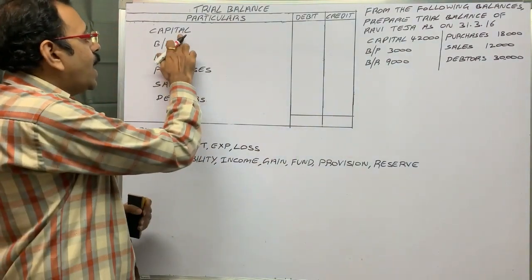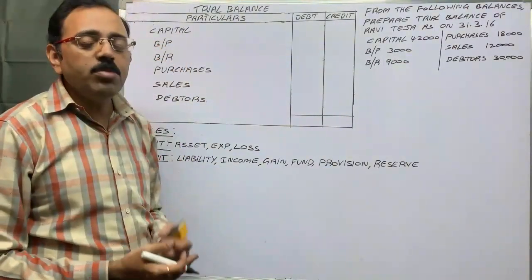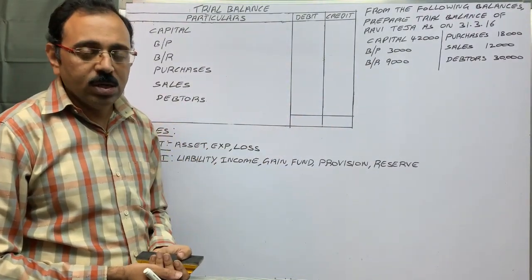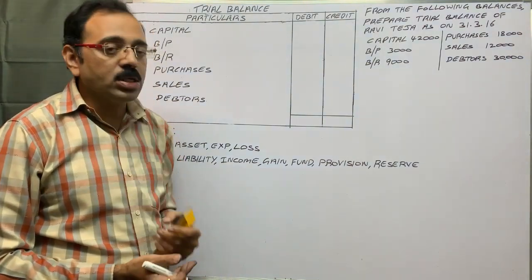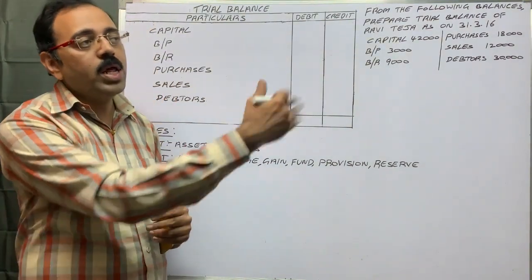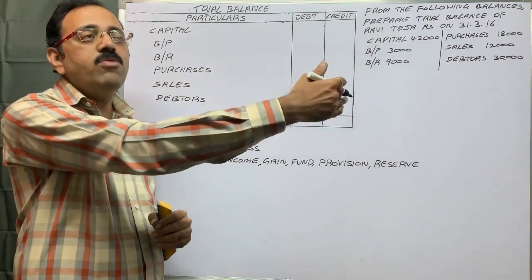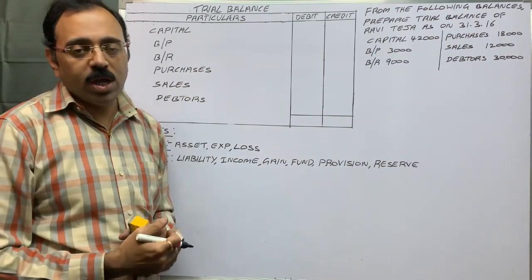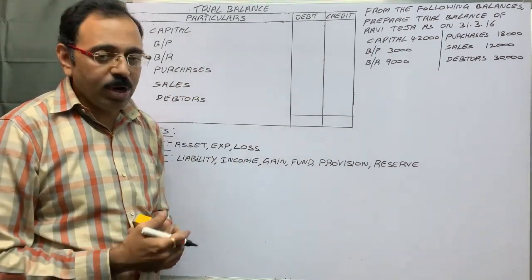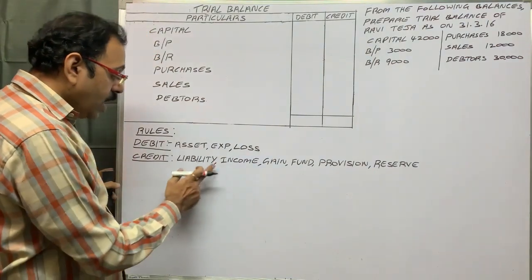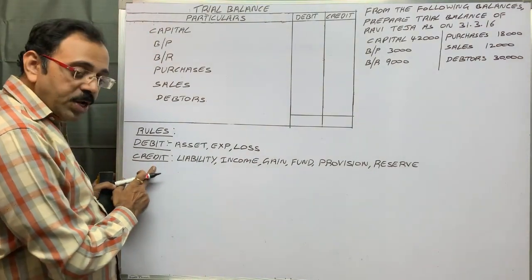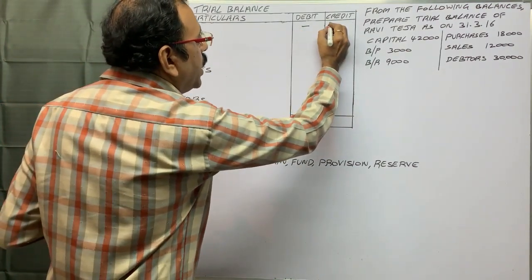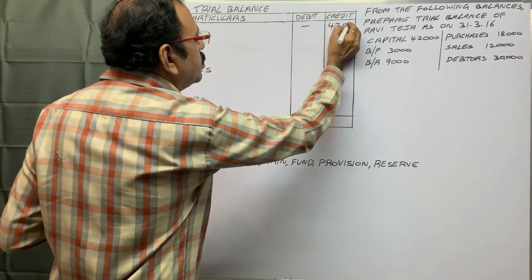First one is what? Capital. Capital means what? The amount which is invested by the owner in the business. So according to business entity concept, firm is separate, owner is separate. So from owner, when we are taking money, we should assume that we are taking loan from the owner. So capital comes under liability. And liabilities we should write in credit column. So capital amount we have to write in credit column.